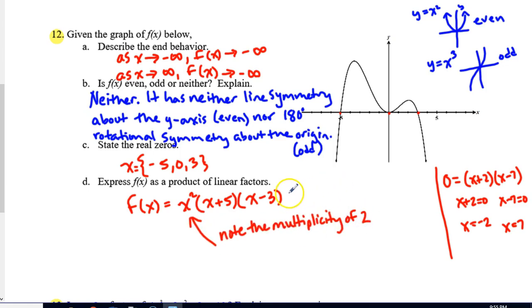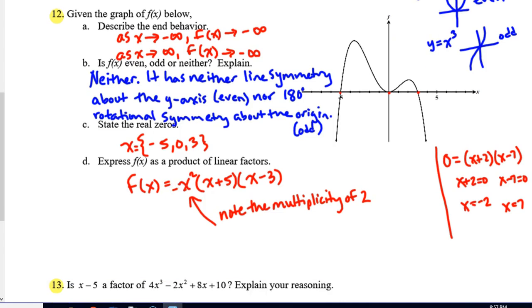Okay? Finally, if I were to multiply this out, I would end up with a quartic, a polynomial that faces up. But this one is oriented down. So what I need is a negative in front to fix it.